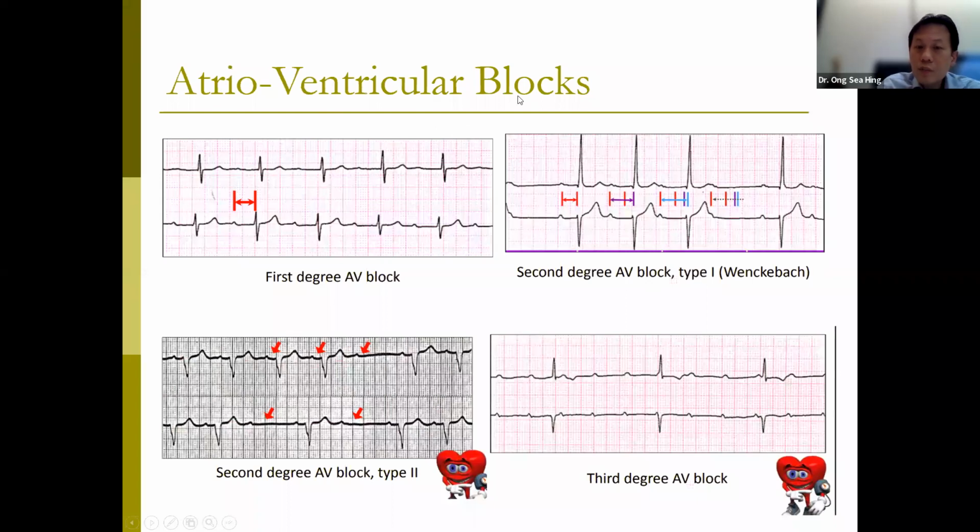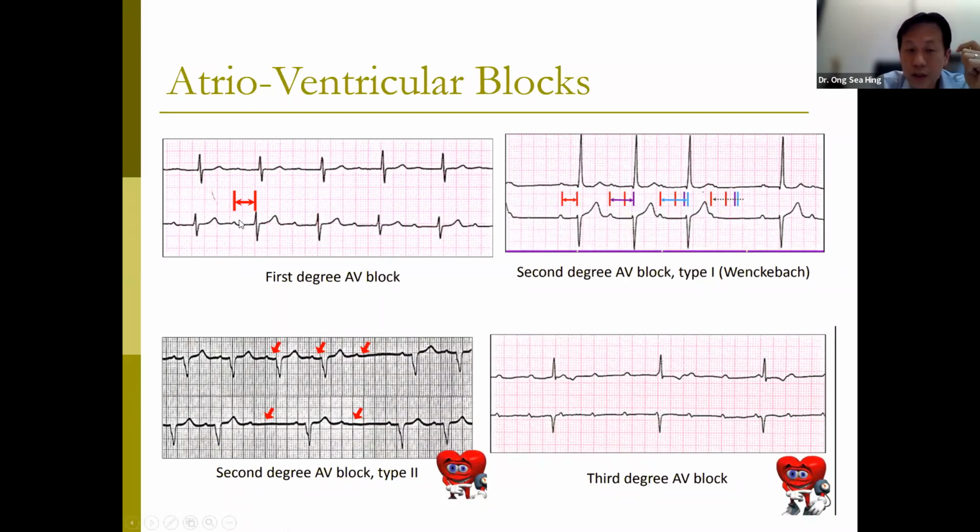For atrioventricular blocks, there are various types, various degrees of atrioventricular block. The commonest and the most benign is the first degree AV block. First degree AV block is when the P wave and the QRS complex are further apart. There is a prolonged PR interval, which is more than 200 milliseconds. More than 200 milliseconds is first degree AV block.